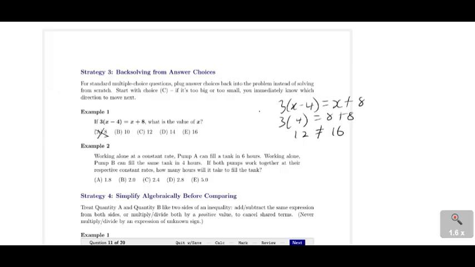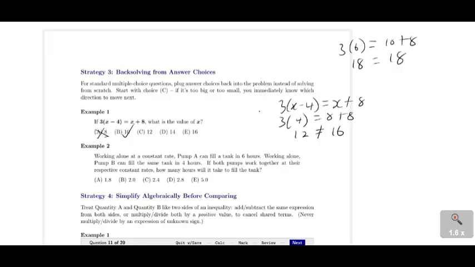Quickly, we try with 10. So we are going to have 3 times 10 minus 4, that is 6. Let's check if that is equal to 10 plus 8. Yes, so 3 times 6 is 18, and that is equal to 10 plus 8, which is 18. So quickly, you know your answer is 10, which is option B. You don't need to go through to check for C, D, and E. Once you get your answer, you move on to the next question.